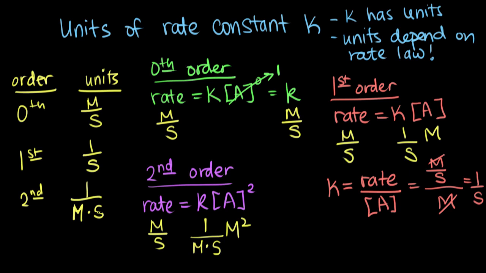So these are the 3 most common orders that you might see in a chemistry class. And sometimes you have reactions that aren't 0th, 1st, or 2nd order. And whenever that happens, you can always use the rate law to find the units of the rate constant K.